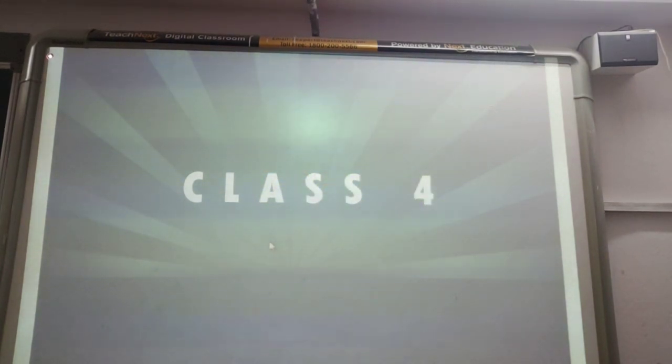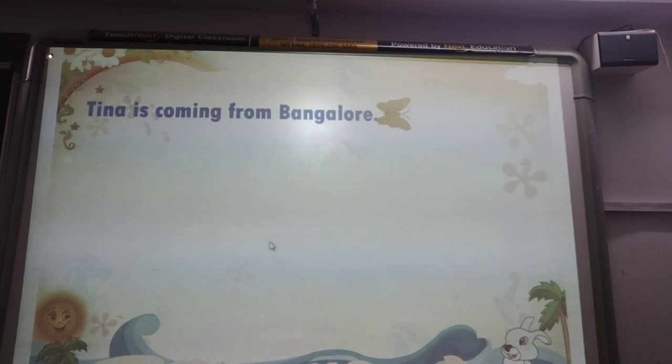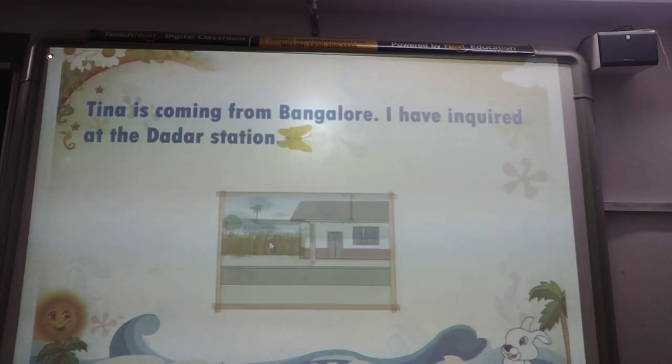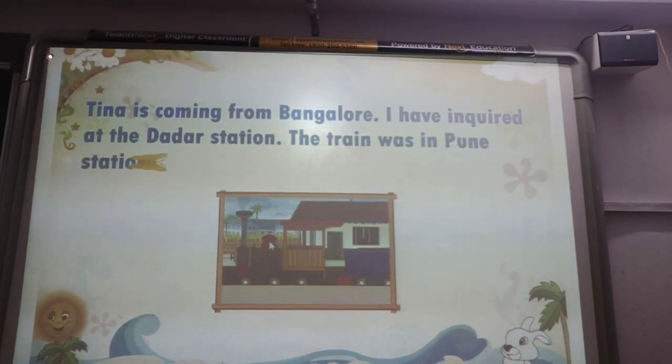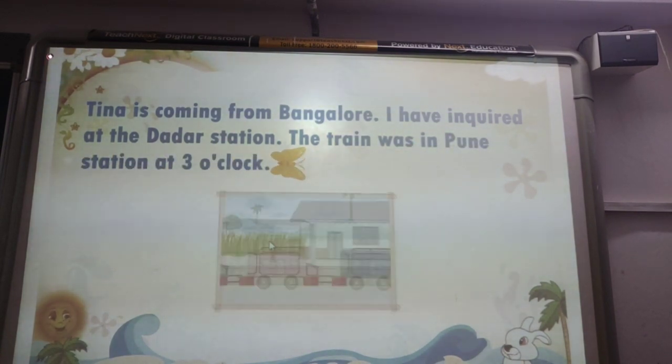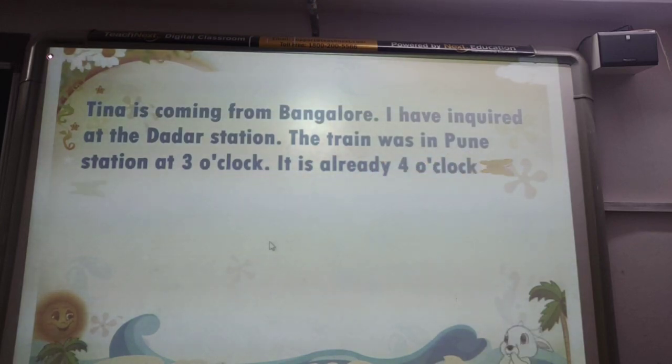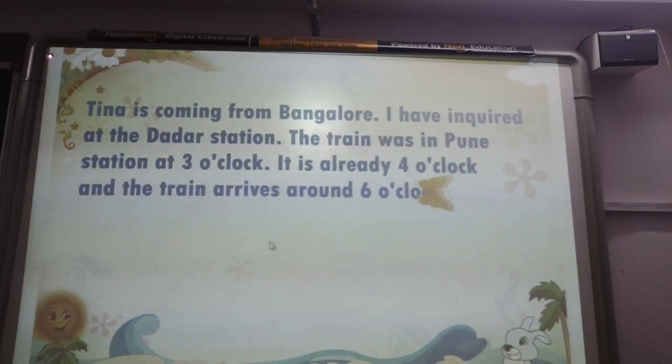Class 4. Unit name: Tenses. Present, past, future. Rainbow, Tina is coming from Bangalore. Yes, I have inquired at the Dadar station. The train was in Pune station at 3 o'clock. It is already 4 o'clock and the train arrives around 6 o'clock. So let us hurry up or Tina will have to wait.